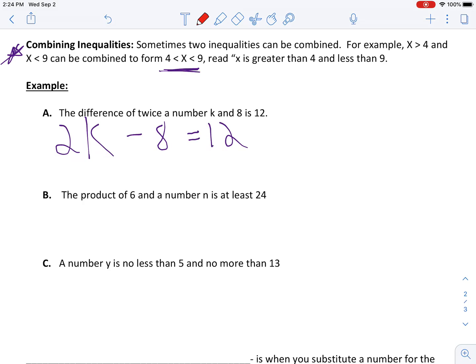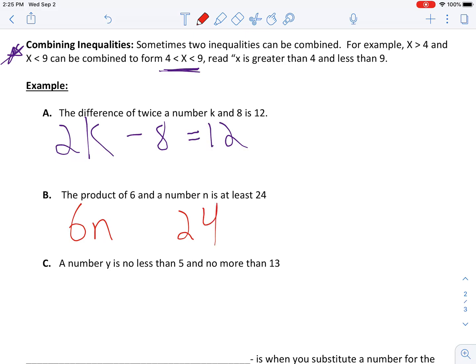Your second example says the product of 6 and a number n is at least 24. So let's take care of the easy part first. The product of 6 and a number n. Product means multiplication. So the product of 6 times n is at least 24.